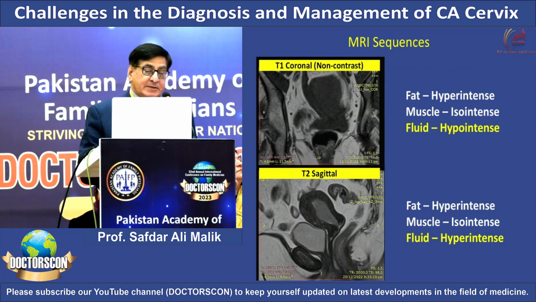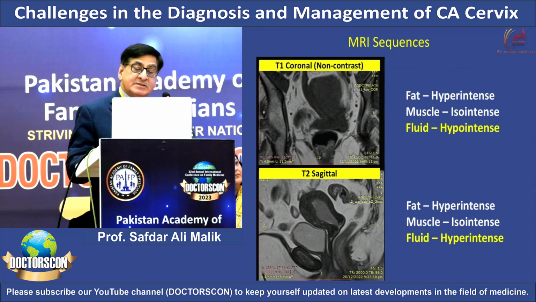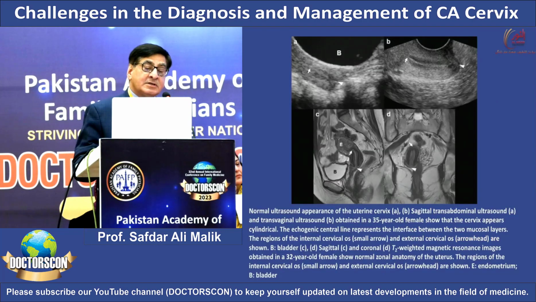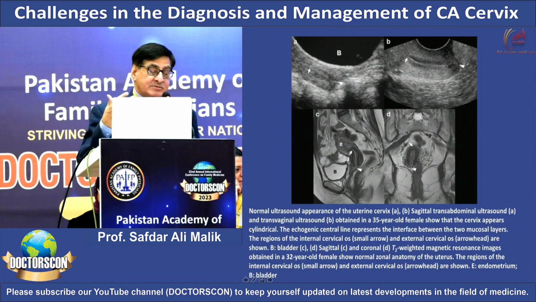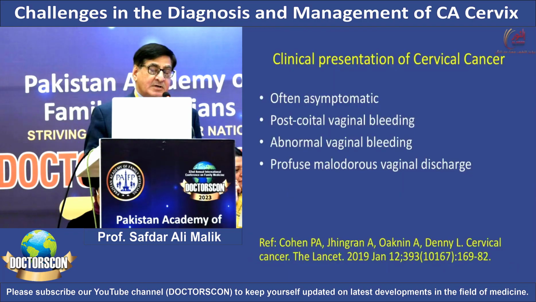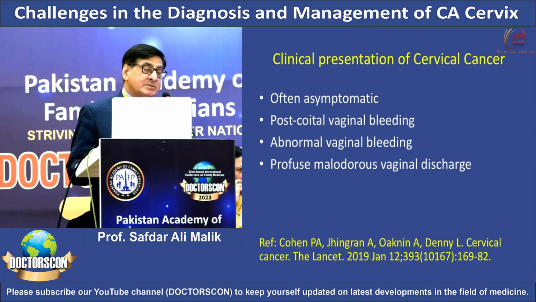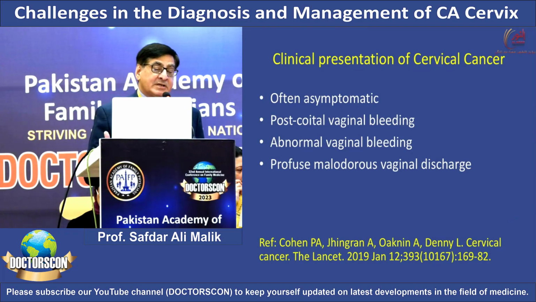Just to show you how the images look like on ultrasound and MR. Look at the cervix and look at the MRI. You can appreciate this uterine cavity, and that is the cervical canal. Very nicely appreciated on the coronal as well as the sagittal and the axial sections. And if it is irregular, thickened, then now let's start with the presentation of cervical cancer.